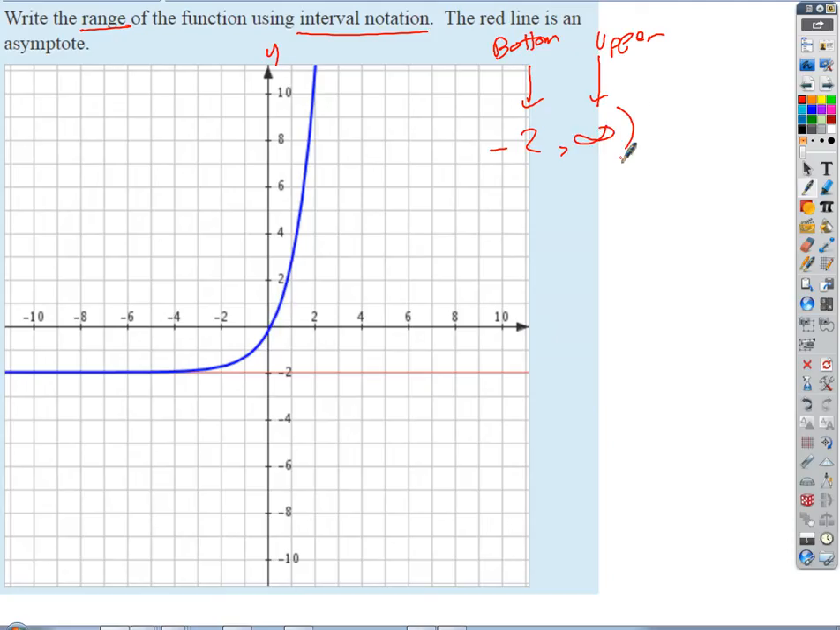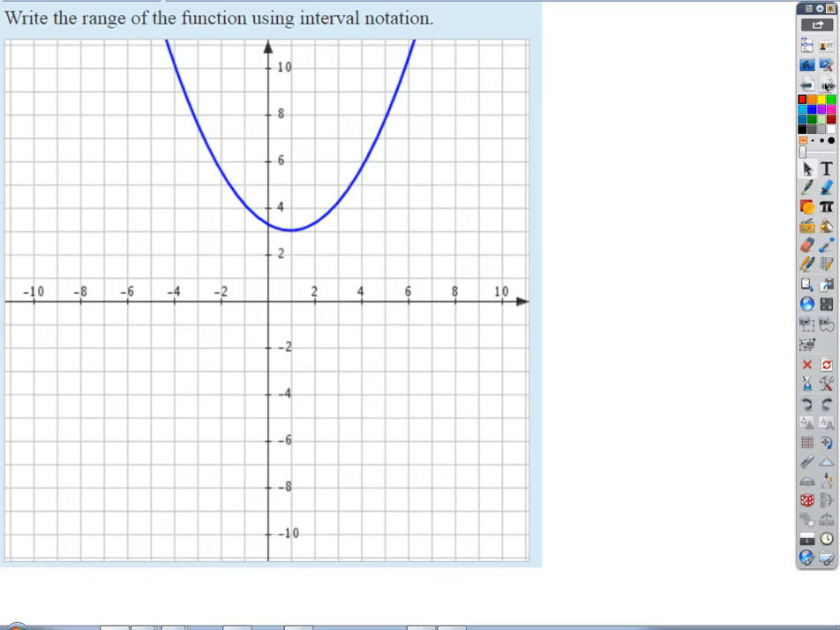That has to be a rounded enclosure, right? Because you can't include infinity, but the question is, what goes there? Bracket. Okay, if it's a bracket, it means it includes the point. So this is a tricky one. It's got to be parentheses this time because remember, you never quite get all the way down to the asymptote. Okay, make sense? Okay, real quick, one more like that.